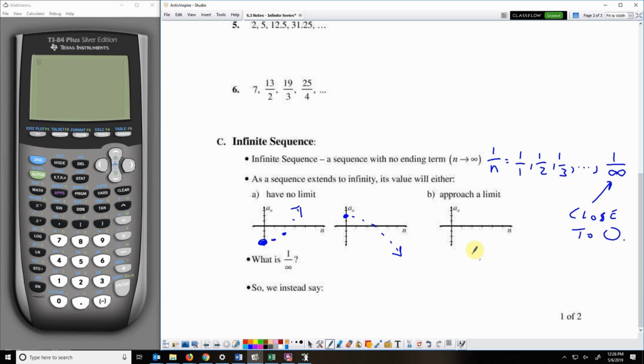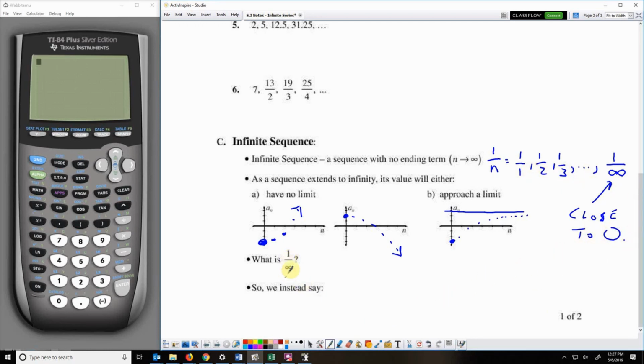Or it could approach some limit. Say it starts here, and it's going to approach a limit right there, so the terms could level off and get infinitely close. Like this sequence right here was getting infinitely close to 0. So this is one that would approach a limit.